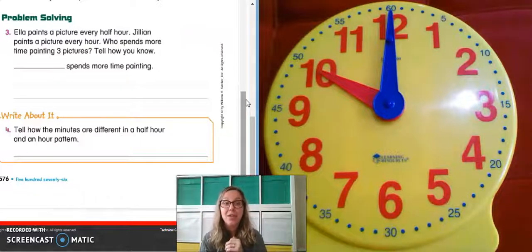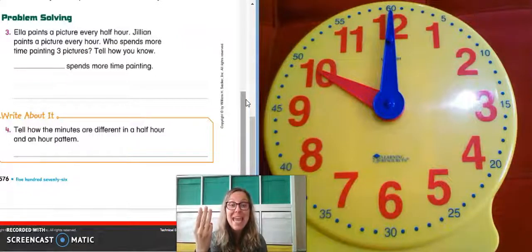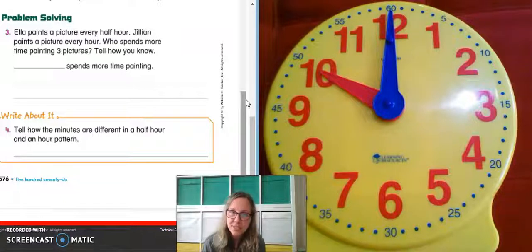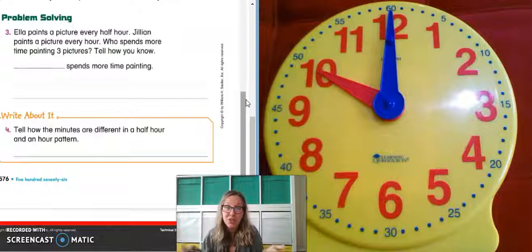Now, Jillian paints a picture every hour. Okay, so she has to spend an hour. So that's 60 plus 60 plus 60, which is 180 minutes. So we know that Jillian spends more time painting because she's spending a whole hour, not just a half an hour. Okay? And then number 4 says, tell how the minutes are different in a half hour than in an hour. Well, in a half hour, it's 30 minutes, and in an hour, it's 60 minutes.